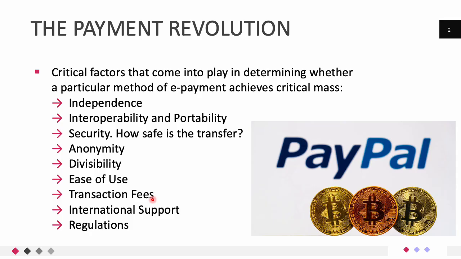And then transaction fees, nobody likes extra charges. And then international support is the key for buying from overseas, like Amazon. And finally, the regulations, the rules must be fair and clear. And PayPal succeeded because it nailed most of these factors.